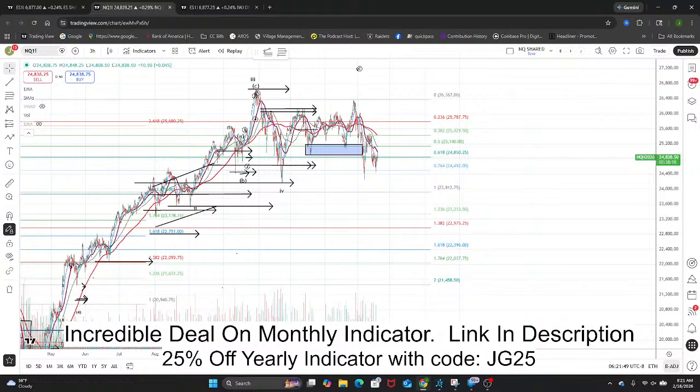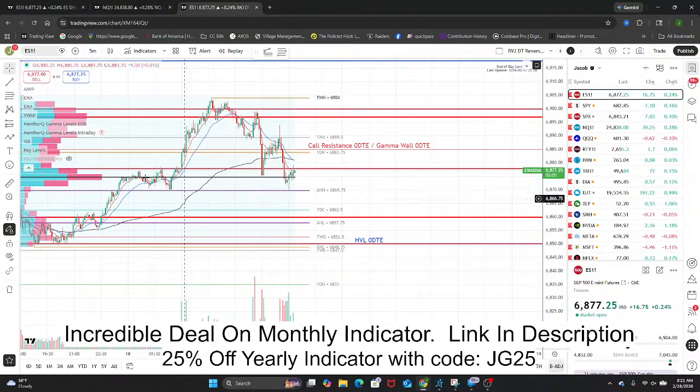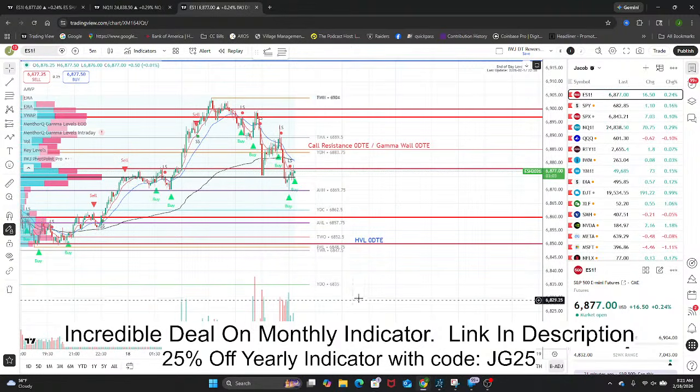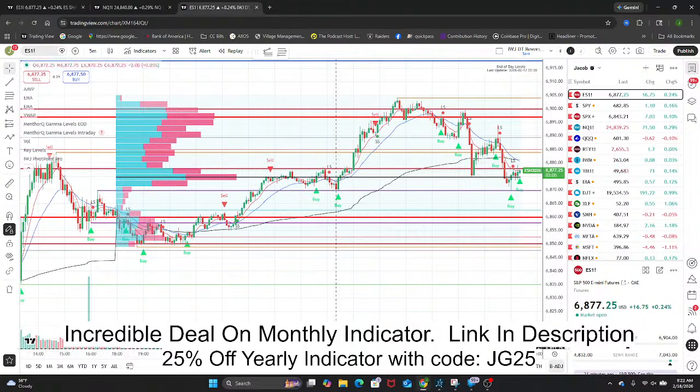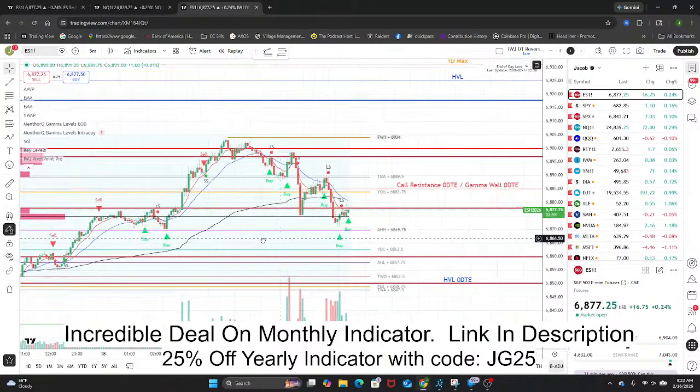All right, we got about 10 minutes here. Let me get set up for the trades. Let's see what we're getting as of right now. So as of right now, we're in a buy that just fired.